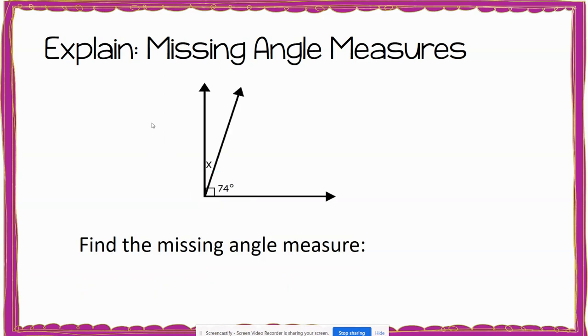For this problem, I see that this is a right angle, and since these are right angles, I know that together these equal 90 degrees. So these are complementary. To find out what X is, I can subtract 74 from 90, which is going to give me 16 degrees. So X has a value of 16 degrees.